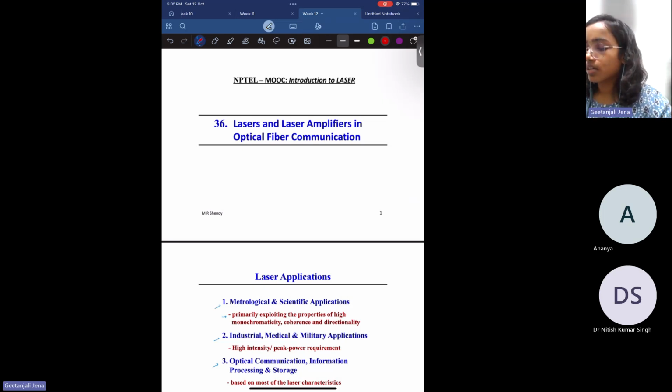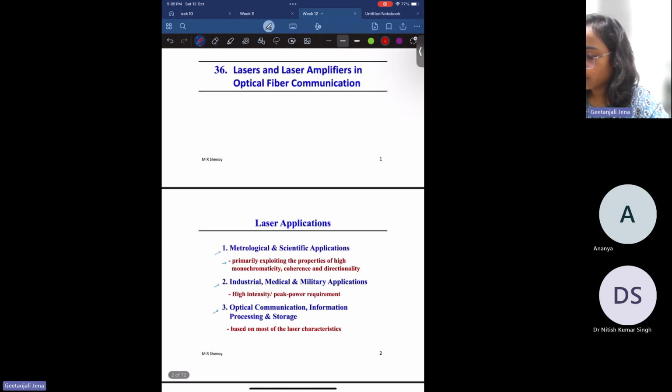So in week 12, we typically discuss what the different laser amplifiers are, what the different types of lasers are and where they are used for different practical applications, and what the different nonlinear characteristics are and how the laser can be used for these nonlinear processes.